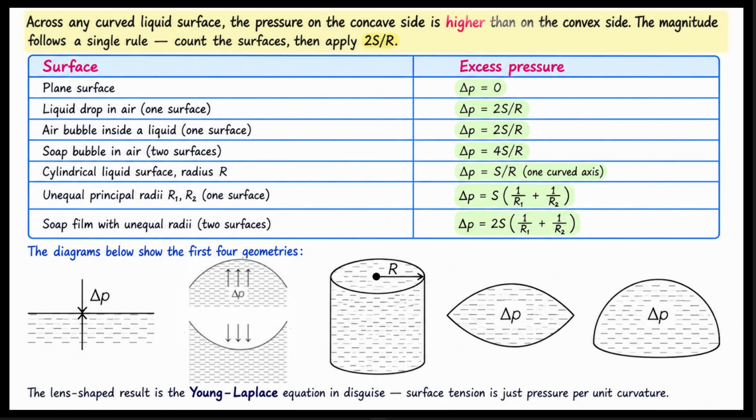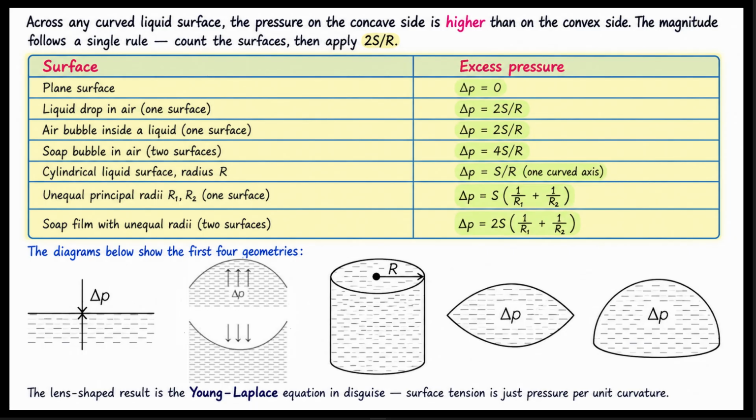We turn now to the pressure jump across a curved surface. The rule, known as the Young-Laplace result, is that the pressure on the concave side is always higher than the pressure on the convex side, with a magnitude depending on curvature and the number of free surfaces. For a plane surface, the difference is 0. For a liquid drop or an air bubble inside a liquid, both having one free surface, the jump is 2S over r. For a soap bubble in air, which has two surfaces, it is 4S over r.